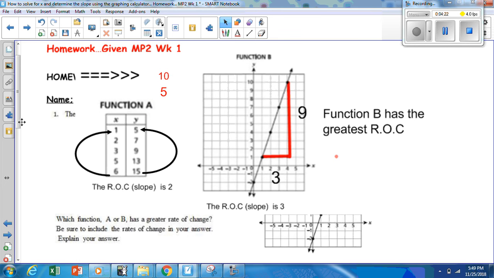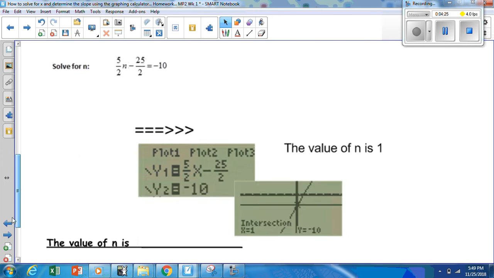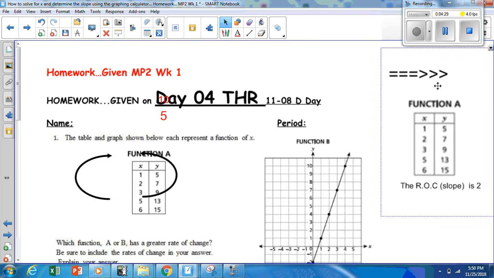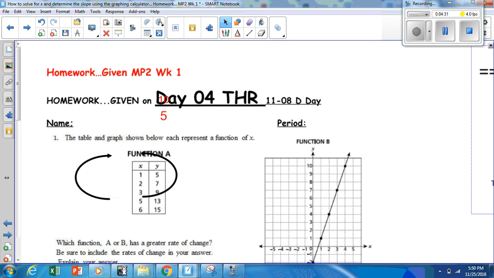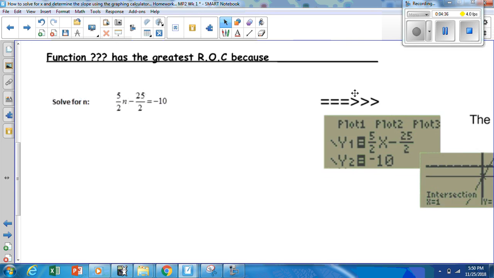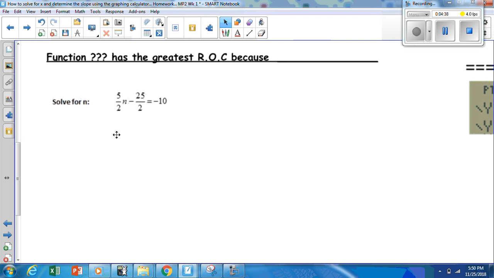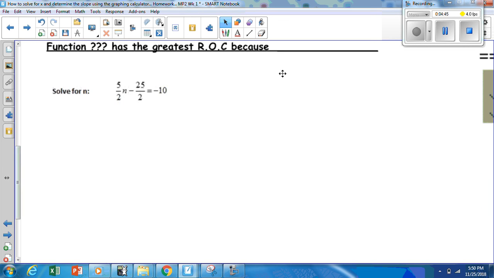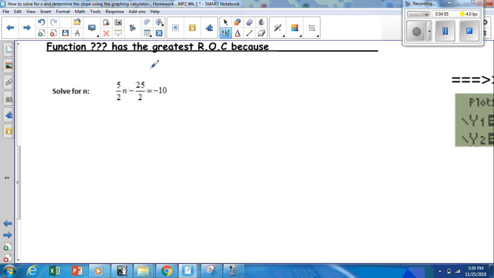My next question, it's asking me to solve for n. And again, the strategy and technique that we're going to use is we're going to make the side that's on the left of the equal sign, we're going to make this y1. The side on the right of the equal sign, make that y2. We're going to put that into our graphing calculators as such. All right, this is y1, this is y2. We're going to pull out our calculator.